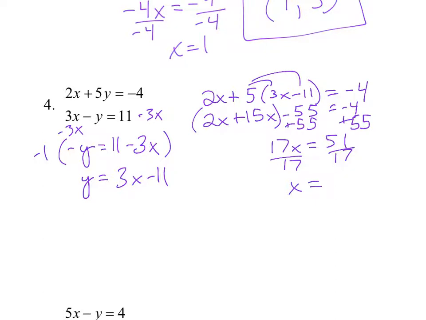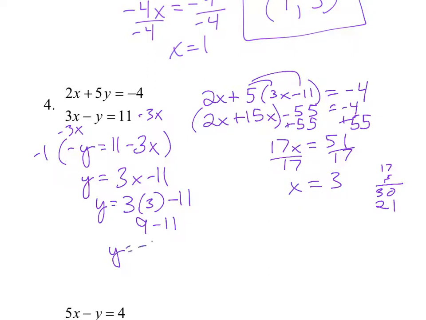51 over 17 is 3. 17 times 3 should be 51. 3 times 7 is 21. Yep, that's right. So that's 3. I plug it back in. y equals 3 times 3 minus 11. Well, that's 9 minus 11. So y is negative 2. So my answer is (3, negative 2). Put a box around it.